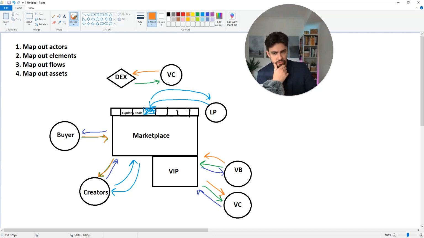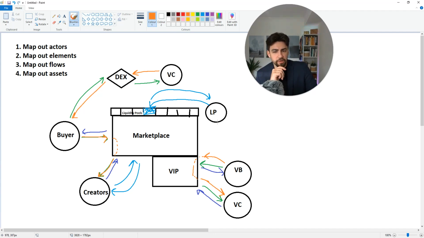The LPs, of course, they're just providing liquidity. The buyers, of course, would need to buy the tokens from the exchange, so they buy the tokens like that in order to give them to the creators, who can be connected like that. Same thing here. The buyers here are the ones giving the tokens to the creators.